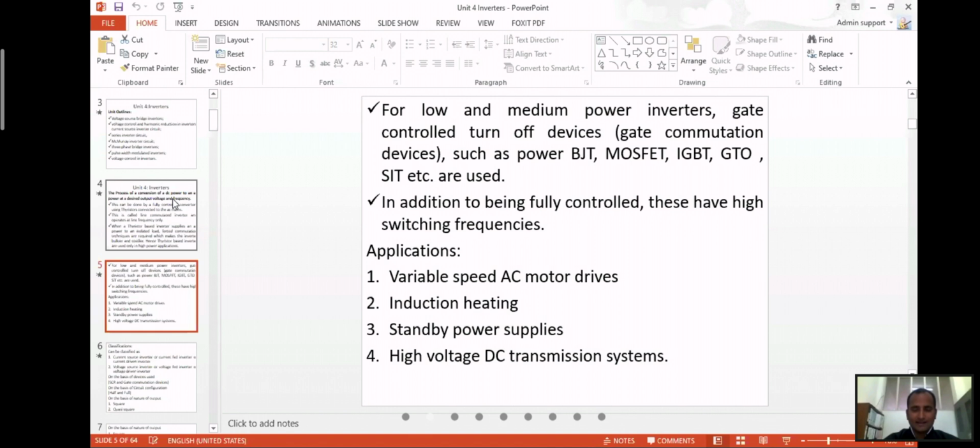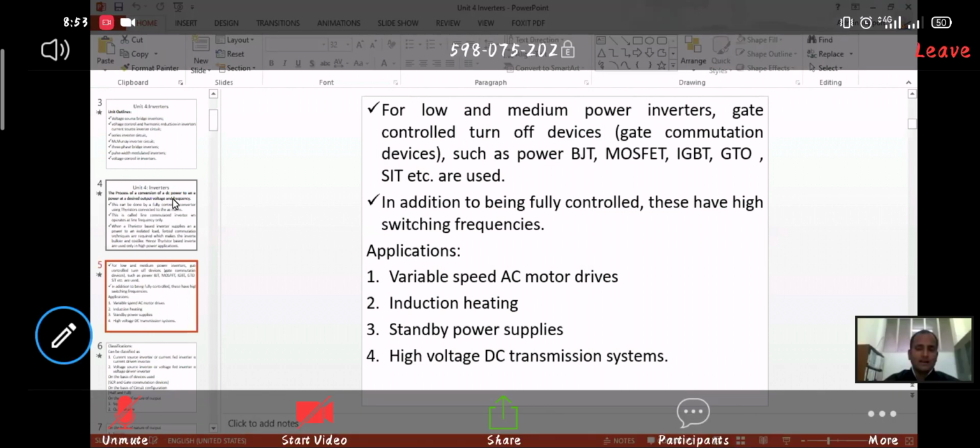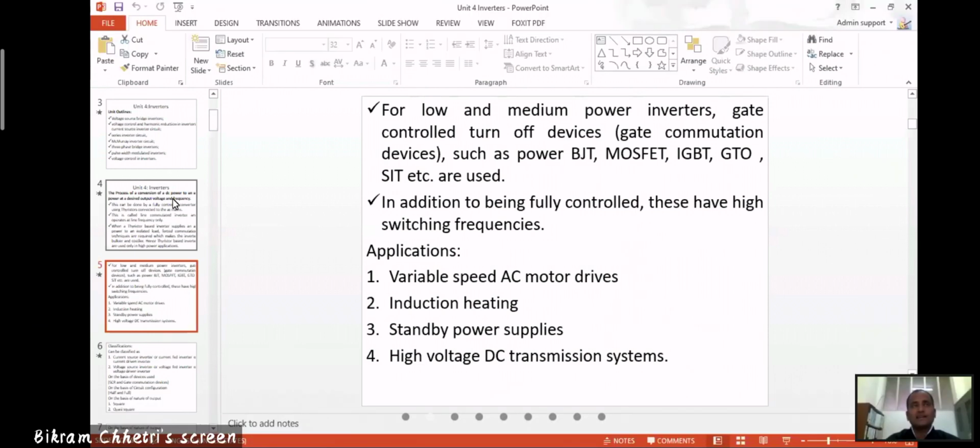So this is where we use DC to AC converters. If you study the high voltage DC transmission system, in HVDC systems these converters are really important, because first the generation is in AC, which has to be converted into DC. Then you transmit that in DC to the receiving end, and at the receiving end you again have to convert that DC back to AC.